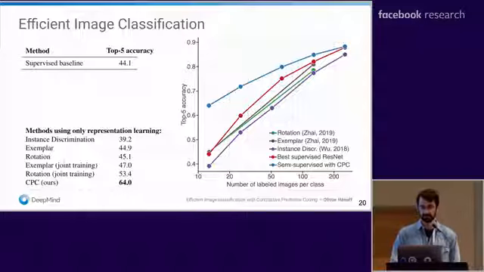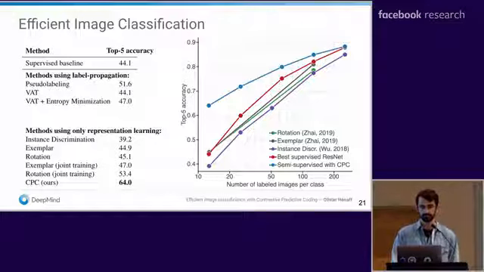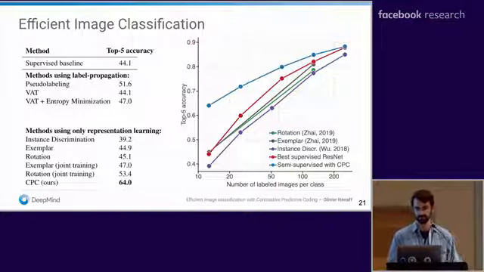Now, these objectives have been extended by jointly training for both the supervised and unsupervised objectives, yielding impressive results, but these still fall short of the ones that we obtain. A second class of methods for semi-supervised learning uses label propagation, which in a nutshell, tries to make better use of the small number of labeled examples that we have access to. And these can use pseudo-labeling, virtual adversarial training, or entropy minimization. But nevertheless, these methods fail to approach the results that we're getting.